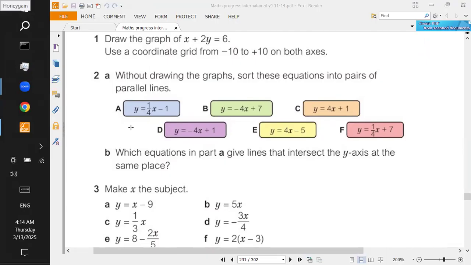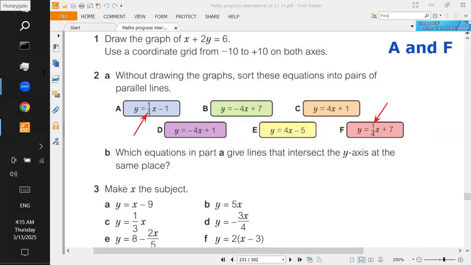So here, we understand that the gradient is the coefficient of the x, or the number next to the x. So the gradient here is 1 over 4. Now I look for the same gradient, which is here. This means that lines A and F are parallel to each other. So I'm going to write A and F.